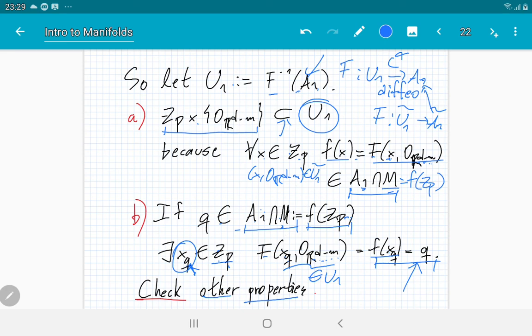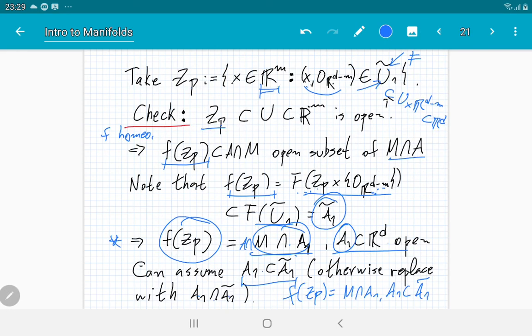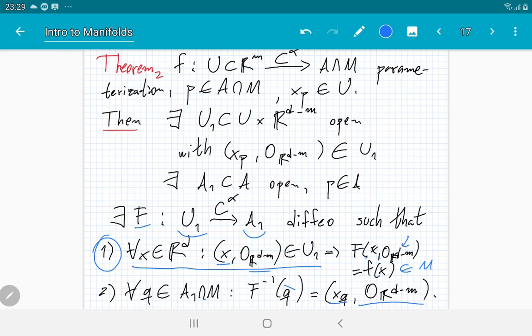Points of the form (x, 0), x followed by zeros, get mapped to the manifold. And actually, they get mapped in the same way that good old little f mapped them. We've been able to transform our parameterization into a diffeomorphism by restricting the open sets we're considering and adding some coordinates. And that's it. So this proves our theorem 2, which I recall is this odd-looking statement over here that tells us that parameterizations can be sort of improved to diffeomorphisms if you allow yourself to take smaller sets and to add coordinates.